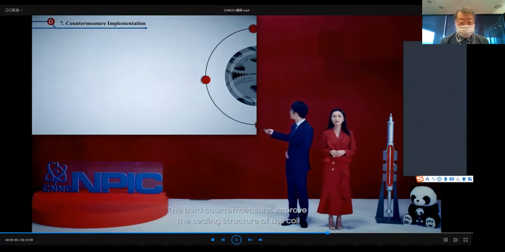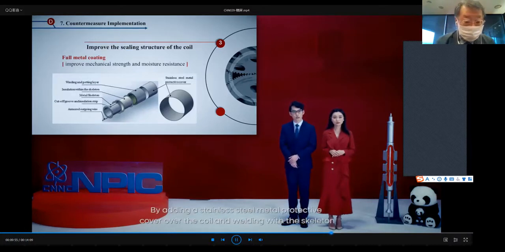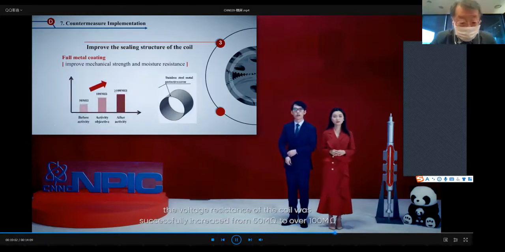The third countermeasure, improving the sealing structure of the coil. By adding a steel metal protective cover over the coil and welding with the skeleton, the voltage resistance of the coil was successfully increased from 50 megohms to over 100 megohms.